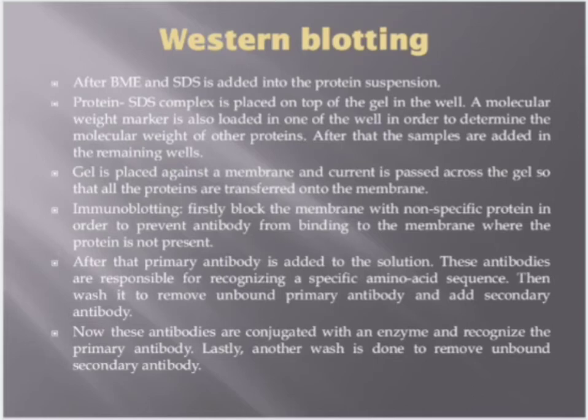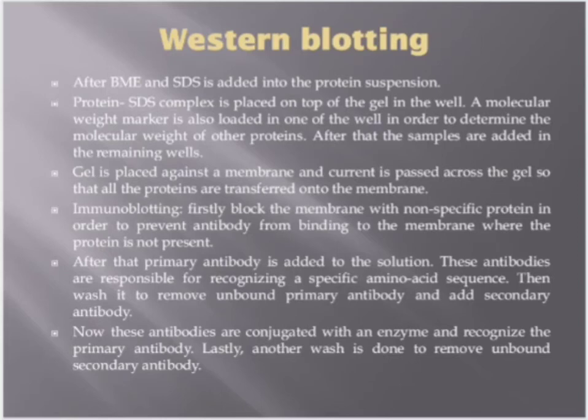Firstly, isolating the protein from a particular sample. After that, beta mercaptoethanol (BME) and sodium dodecyl sulfate (SDS) are added into the protein suspension. Then the protein-sodium dodecyl sulfate complex is placed on top of the gel in the well. A molecular weight marker is also loaded in one of the wells in order to determine the molecular weight of the other proteins. After that, the samples are added in the remaining wells.